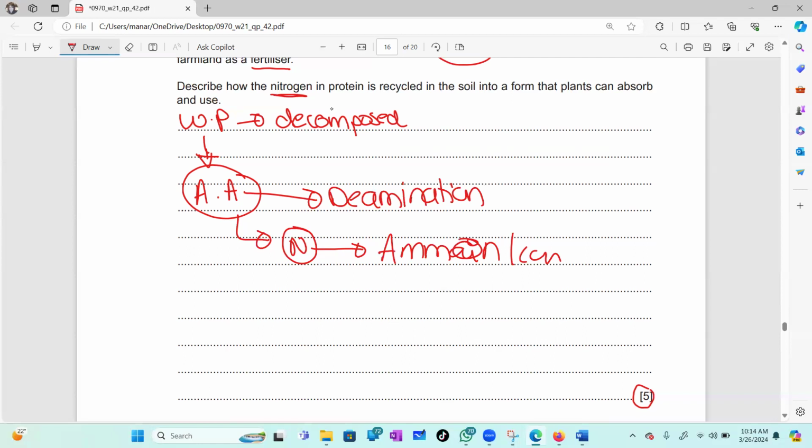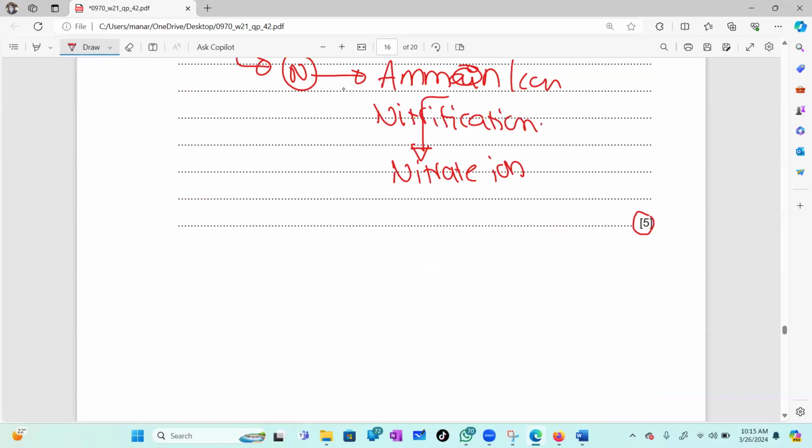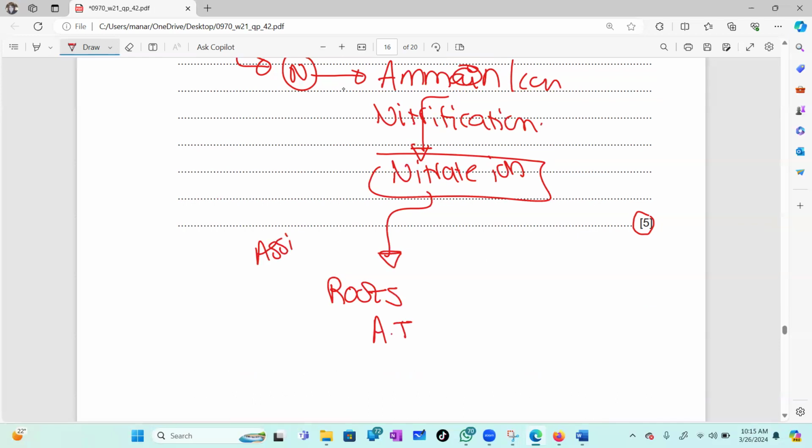So the last step, then these ammonia or ammonium compounds will be converted into nitrate ions. Very good, nitrate ions, in a process called nitrification. Excellent. Nitrification, or nitrifying bacteria. These nitrate ions will be absorbed by the roots by active transport. Perfect. Will be absorbed by the roots in the process of active transport, and this is called assimilation. And the plants will use these nitrates to make what?